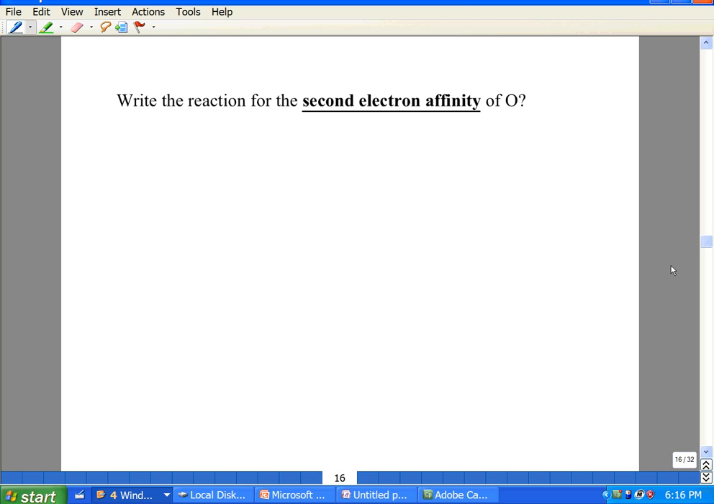So the second electron affinity means that oxygen has already gone through a first electron affinity where it has gained one electron. So now the second electron affinity will simply look like this. We start out with oxygen that already has an extra electron, and then you would add one more electron, and you would end up with O2 minus. And that's it.